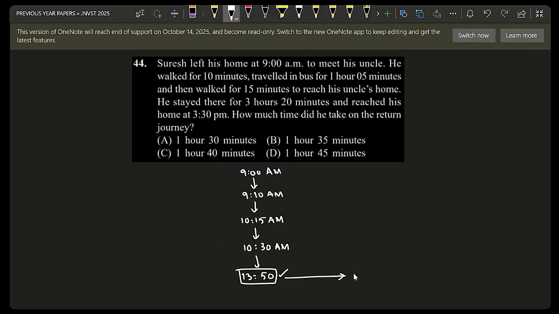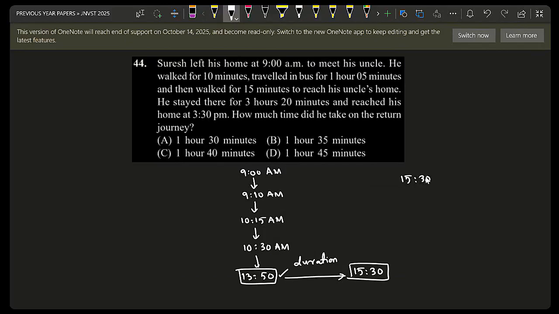3:30 p.m. How can we convert? Add 12. So it is 15:30. Why am I converting into 24-hour clock? Because they're asking for the duration: how much time did he take on the return journey? While finding the duration, if both timings are AM and AM, or both are PM and PM, you need not convert into 24-hour clock. But if one is AM and one is PM, you need to convert into 24-hour clock.